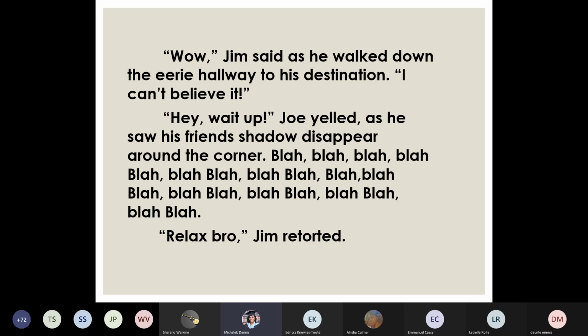We have, "Wow," Jim said as he walked down the airy hallway to his destination. "I can't believe it." So we see that there is a dialogue going on, and Jim is speaking. Then a new individual comes and says, "Hey, wait up!" Joe yelled as he saw his friend's shadow disappear around the corner. All of this is in quotation marks, and we see that there's an indentation where a different character is speaking.